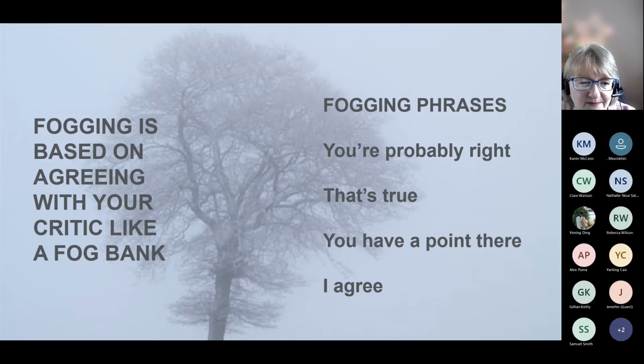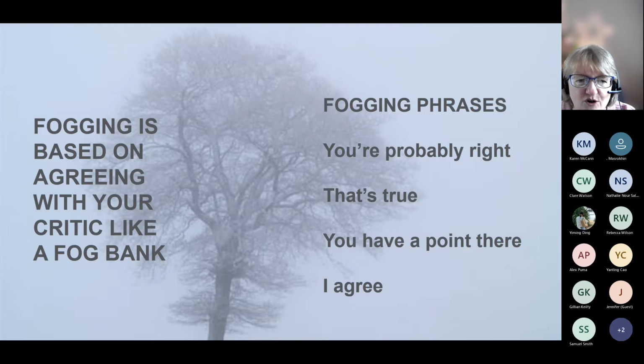And the term fogging is used because if you were driving on the motorway and you hit a blanket of fog, you'd automatically slow down. So by creating the fog, by agreeing with your angry person, you slow them down. You kind of stop them in their tracks a bit. It's very hard to be really angry with someone who is agreeing with you. It might take a few moments for them to hear what you're actually saying. But you can get there with it.